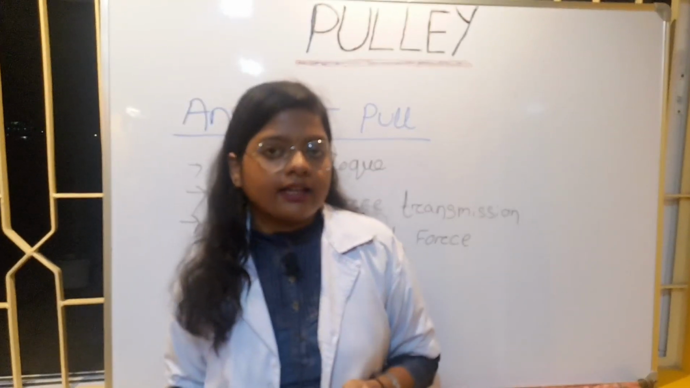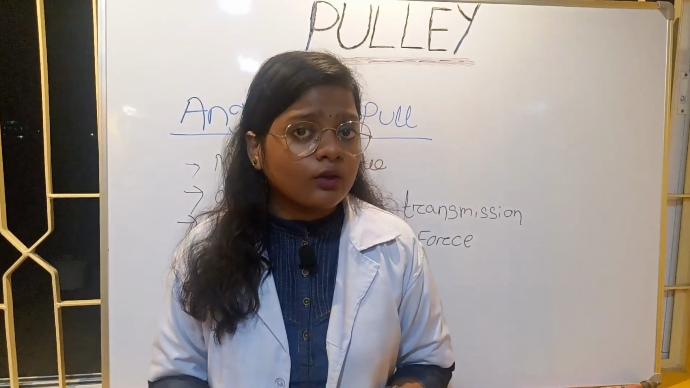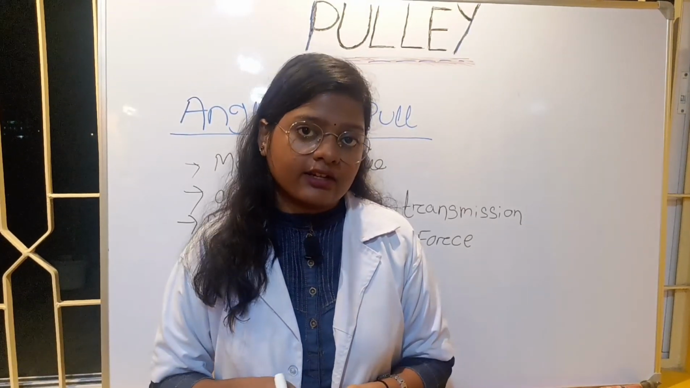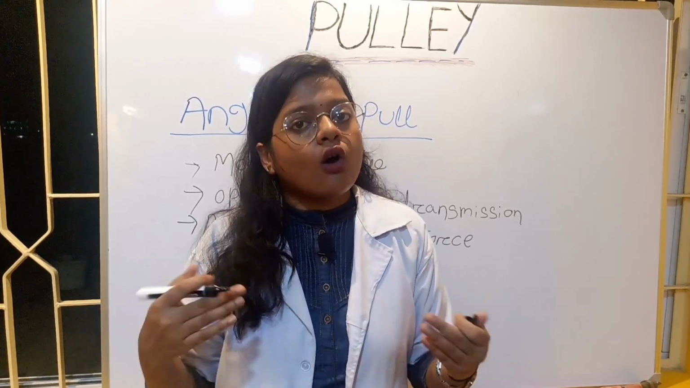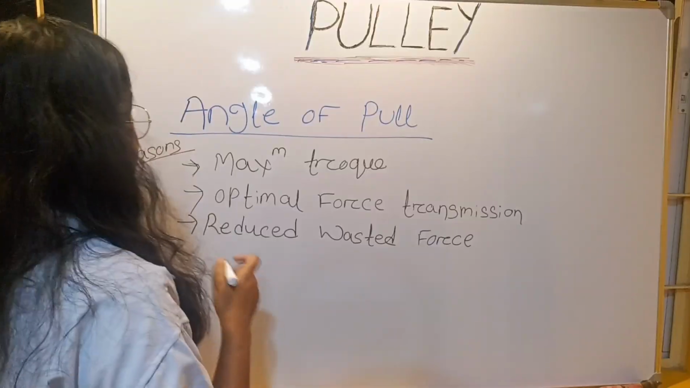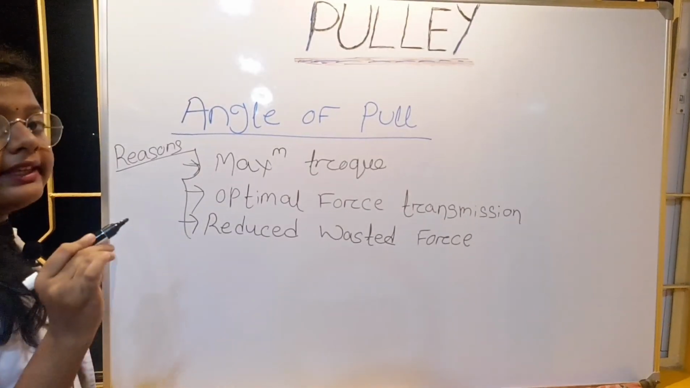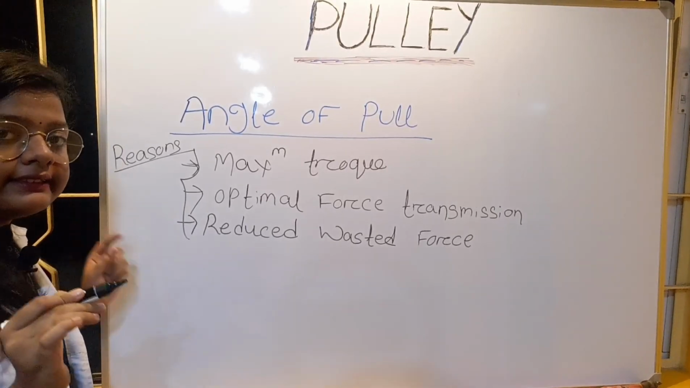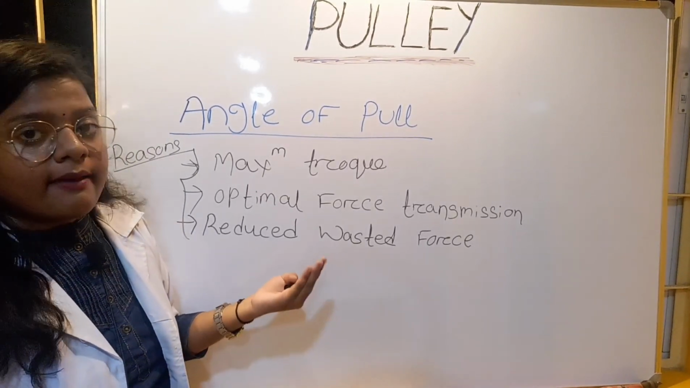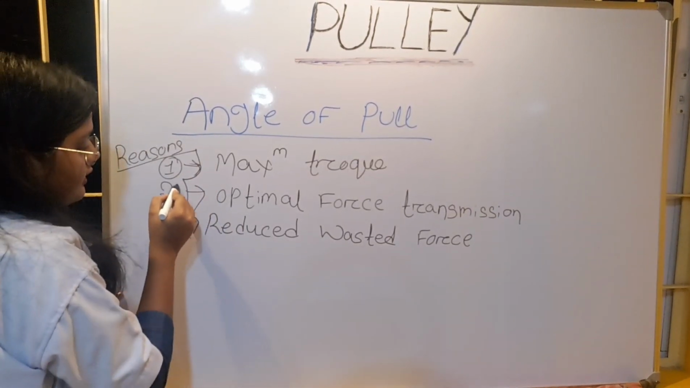When the angle of pull is 90 degrees, no force is used for joint compression or distraction. That's why all the force is used in the joint movement. So these are the reasons why, when the angle of pull is 90 degrees, the muscle is most efficient. These are the three main reasons.